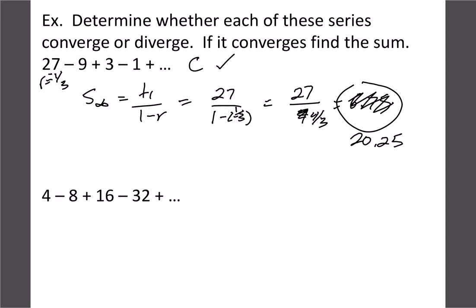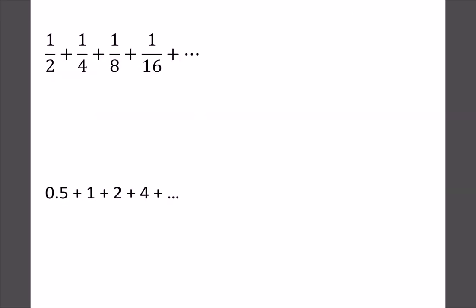Okay, so our last thing we've got here is 4 minus 8 plus 16, so our R value in this case is negative 2, but because it's bigger than 1, we would say it's divergent, so we can't find the sum in that case. The sum would be just infinity or negative infinity or something like that. Okay, so let's look at a couple more.